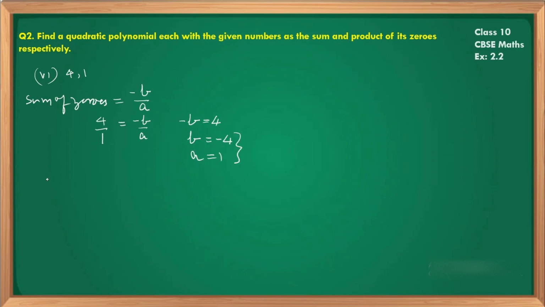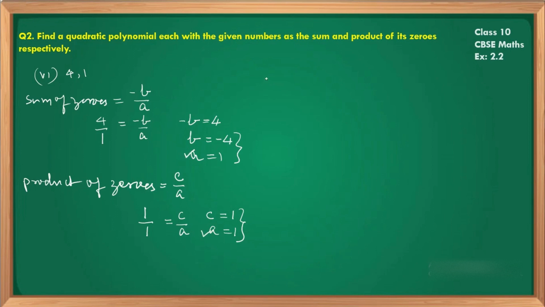Now go to the product of zeros. We know that it is equal to c by a. Now 1 is the product of zeros. Write down that 1 upon 1. When we don't have anything in the denominator, put 1, that is equal to c by a. C is equal to 1, a is equal to 1. That means now the value of a in both the cases is 1.